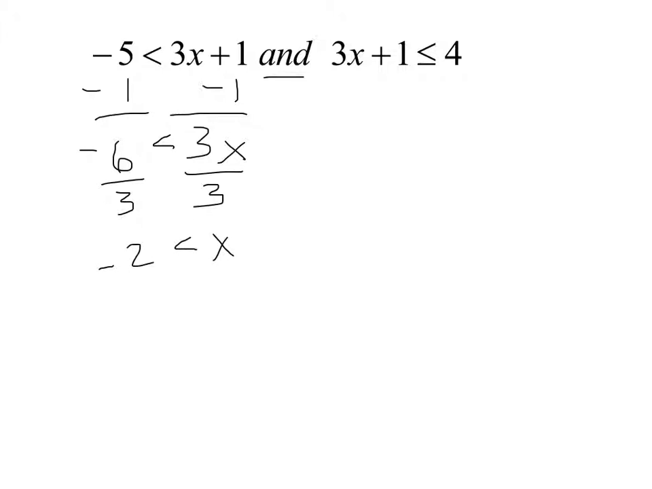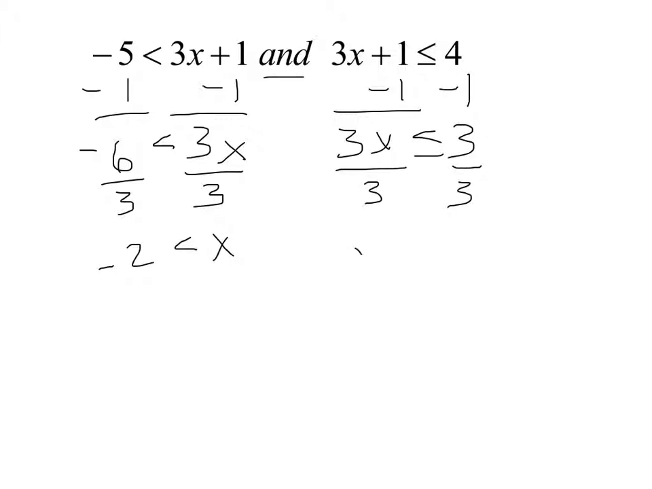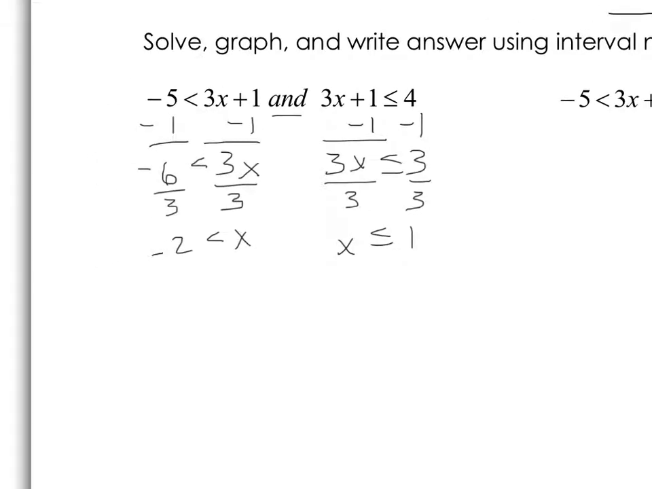And let's solve this inequality. Subtract 1 from both sides. It gives you 3x is less than or equal to 3. Divide by 3, so we get the x by itself. And we have x is less than or equal to 1. So that's our solution for that inequality.